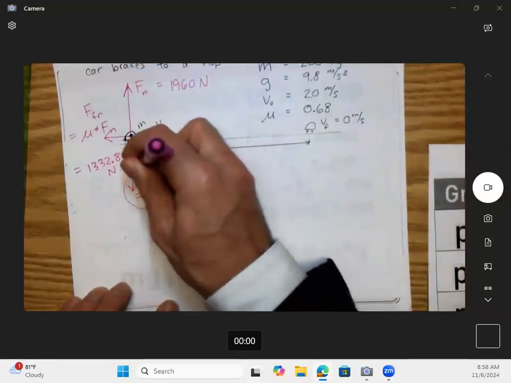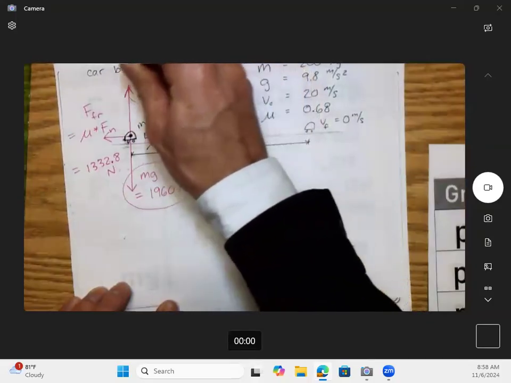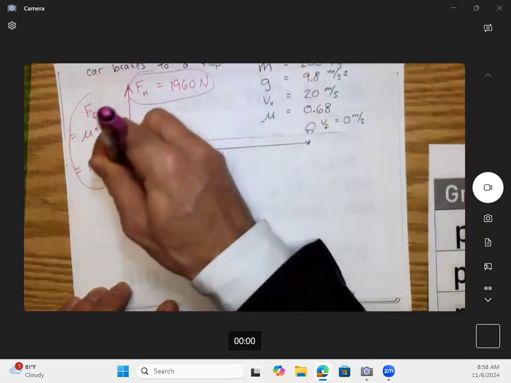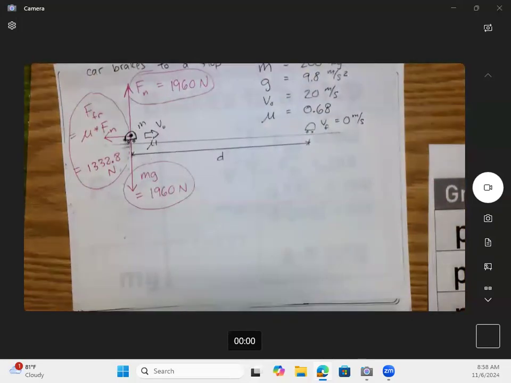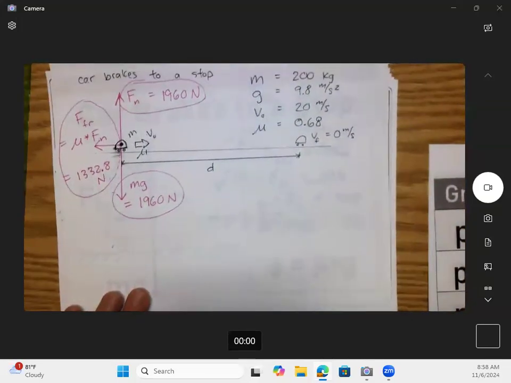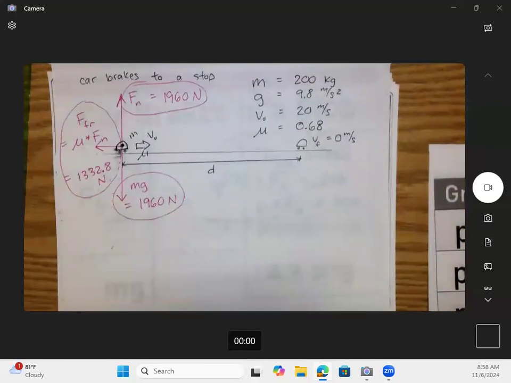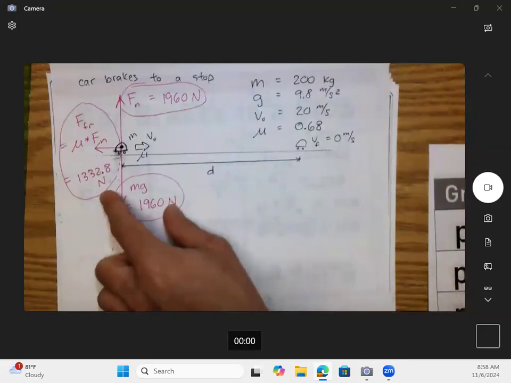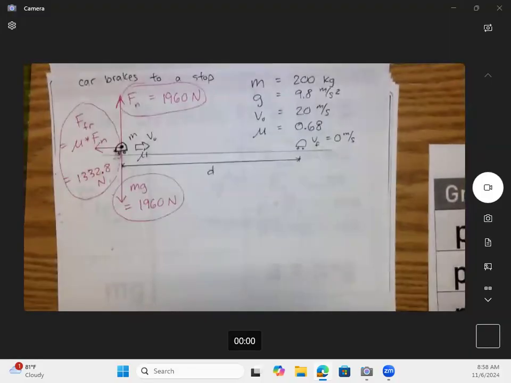So I got my forces. There's my weight, there's the normal force, there's the friction force right there. You've got three forces. What is the net force on the car? Yeah, the friction force, so 1332.8 newtons. Now, if you know the net force, what's the next thing I should be solving for?